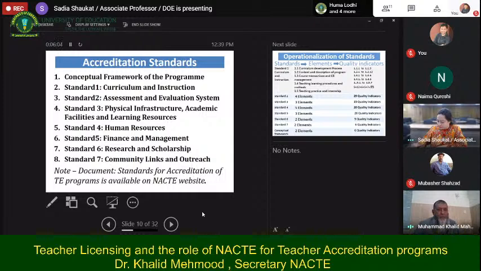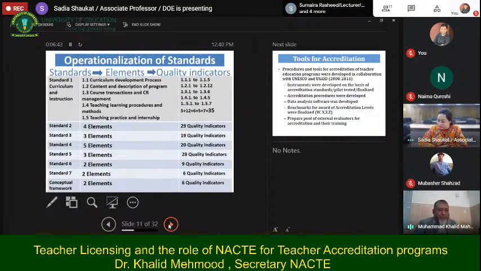It has been operationalized in terms of elements and quality indicators. So we have 7 plus 1, 8 standards, and each of these standards has been operationalized in terms of elements, and all the elements have been operationalized in terms of quality indicators. This whole set of standards, elements, and quality indicators is available on our NACTE website. Next slide.